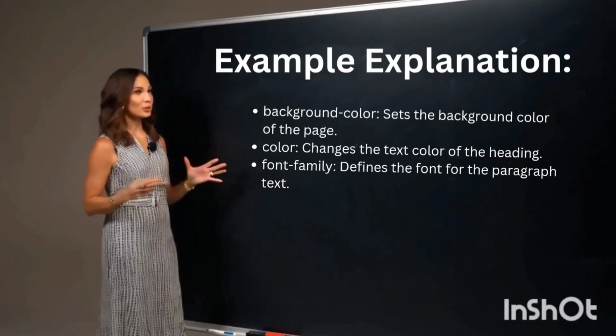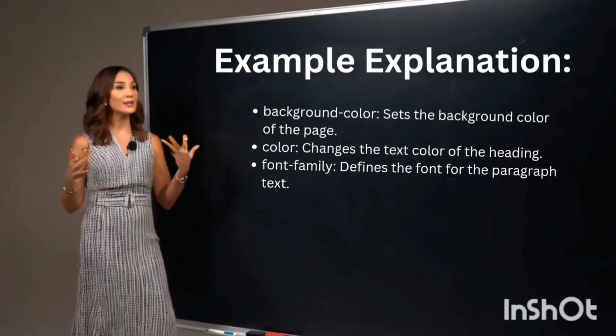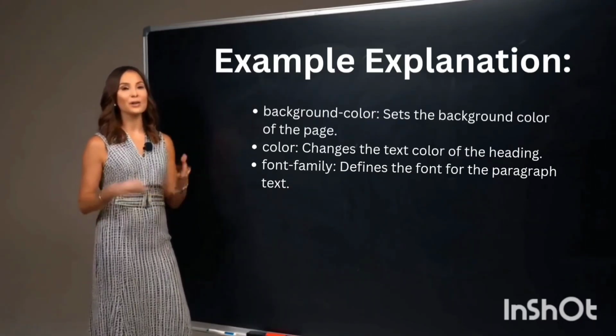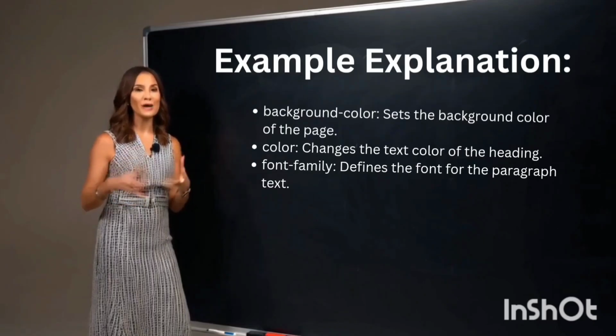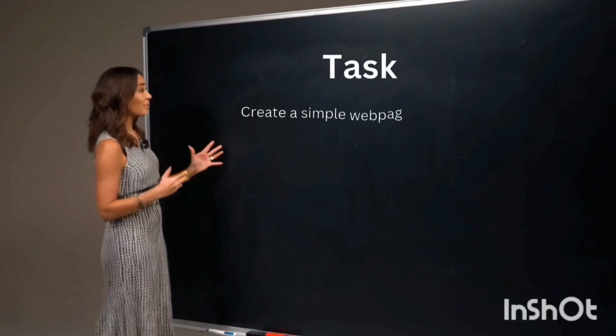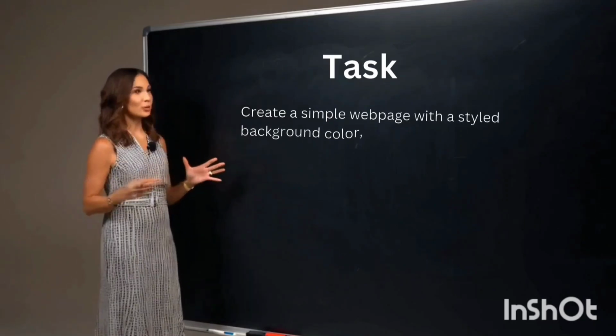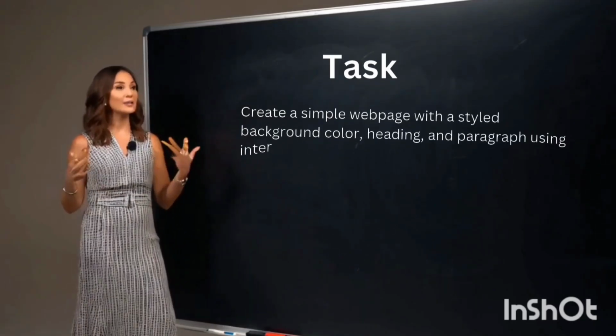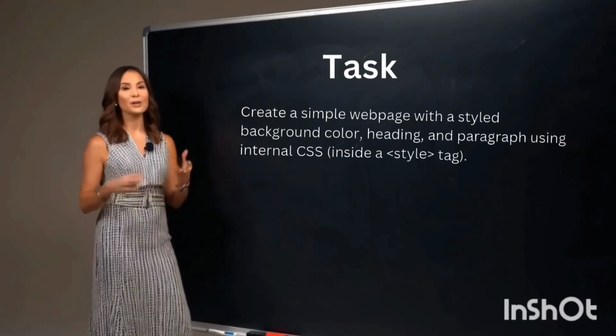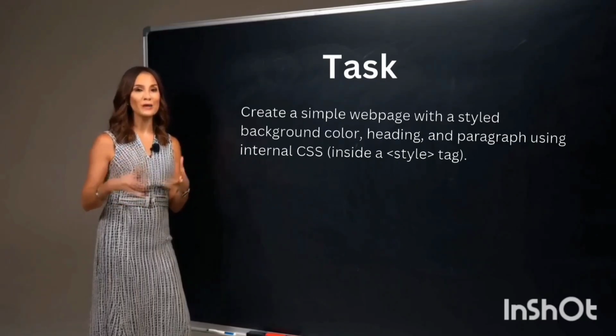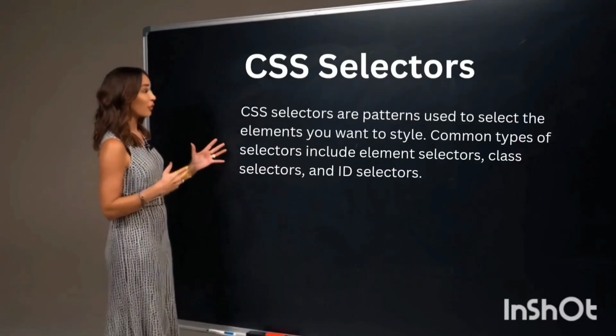Background color sets the background color of the page. Color changes the text color of the heading. Font family defines the font for the paragraph text. Here is the task. Create a simple web page with a styled background color, heading, and paragraph using internal CSS inside a style tag.